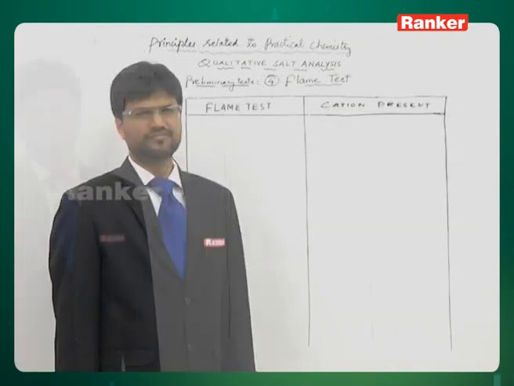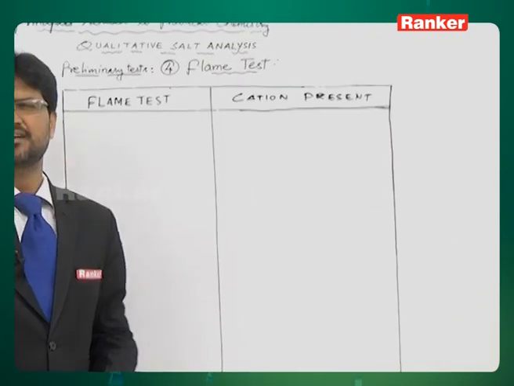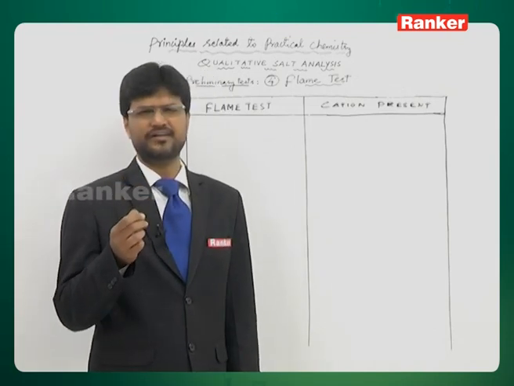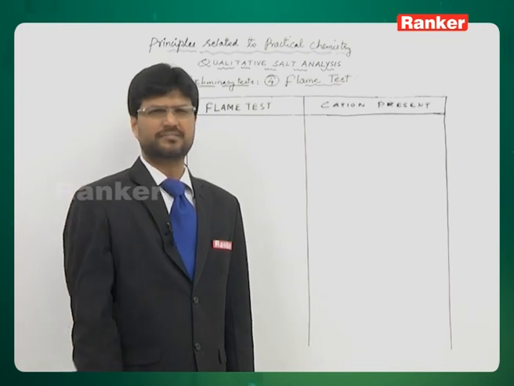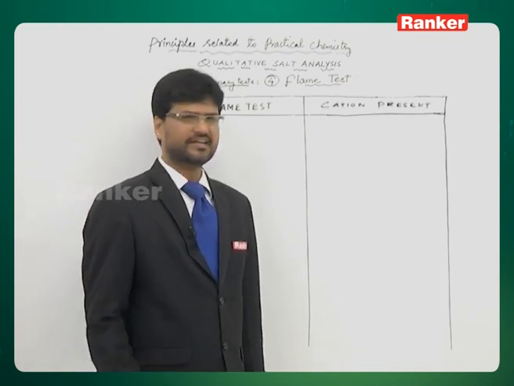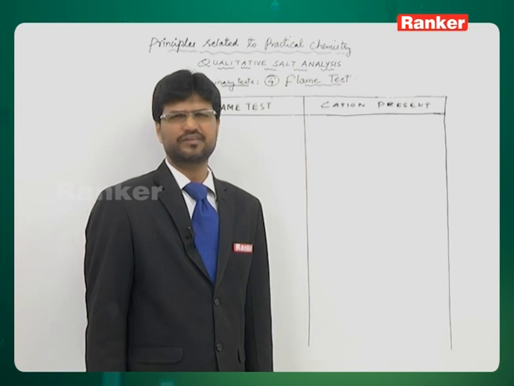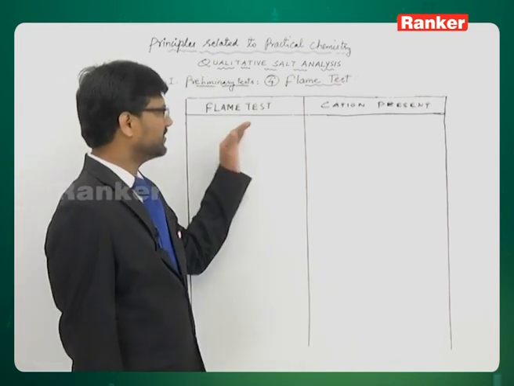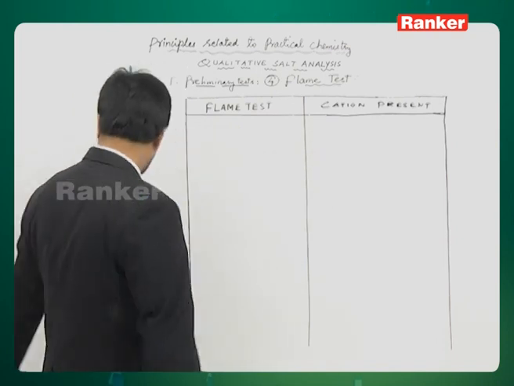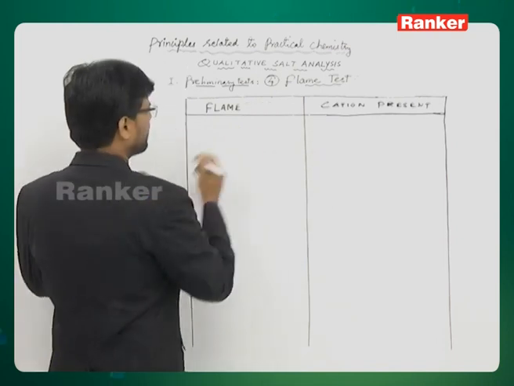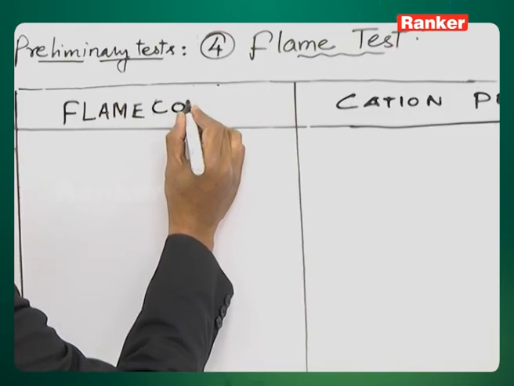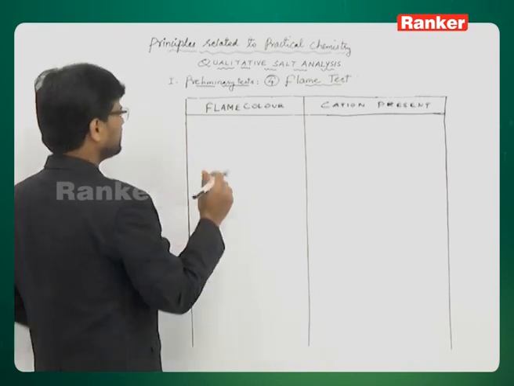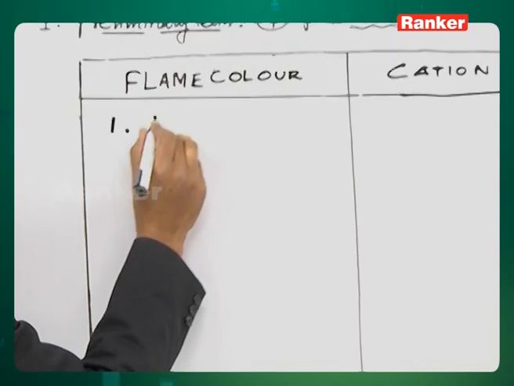The next preliminary test we are going to discuss is flame test. In the flame test, we take a small pinch of salt on a platinum loop and expose it to the Bunsen flame, and we get a characteristic color on the Bunsen flame. Based on the color, we can identify the cation. I am going to give the list of flame color and the cation present in the salt. So I will write it as flame color and the cation present.